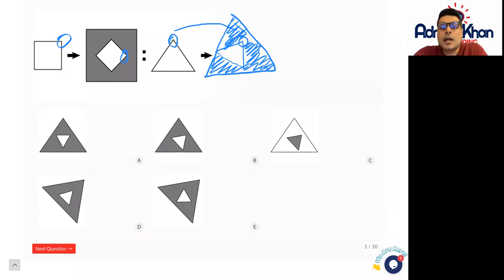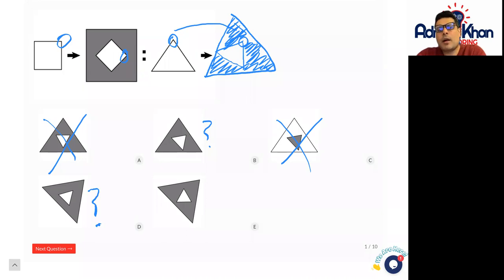So will that be option A? Nope. So we can just cross that out. Would that be option B? Could be. So let's just put a question mark there for a second. Will it be option C? It can't be option C because the outer triangle has to be much bigger. So let's cross that out. Can it be option D? Option D, it potentially could be. So let's put a question mark there.